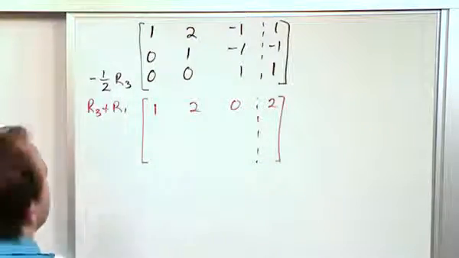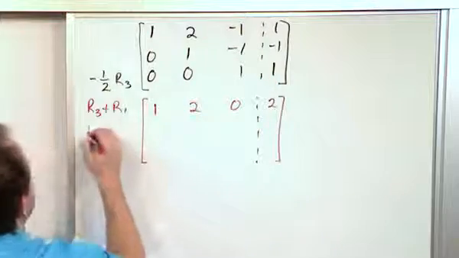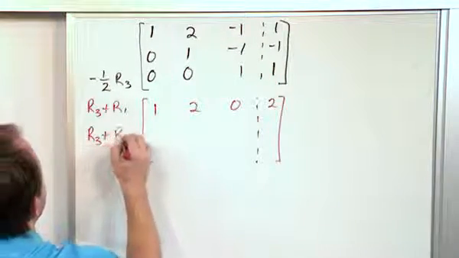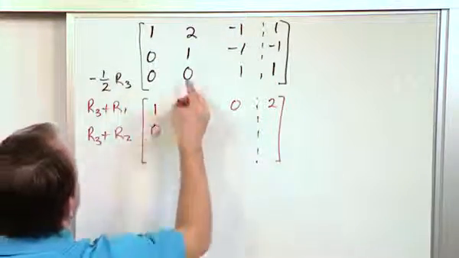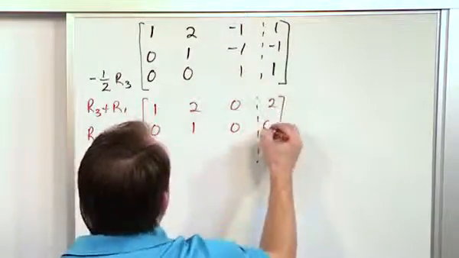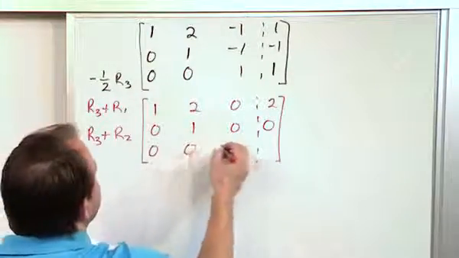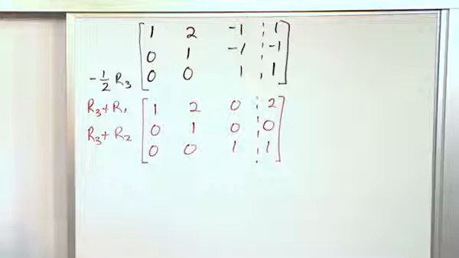Okay? And then for the middle row, again, this is already a negative here. So I'm going to say row 3 plus row 2. Add this together, get a 0. Add this together, I get a 1. Add this together, I get a 0. Add this together, I also get a 0. And the third row, I'm actually not touching at all, 0, 0, 1, 1, and now I've arrived at that.